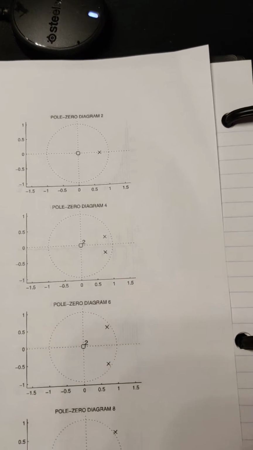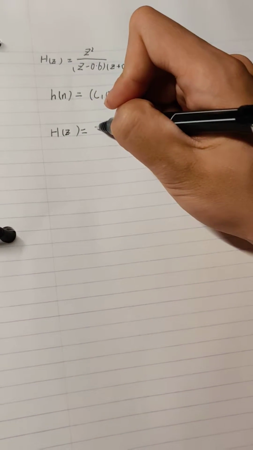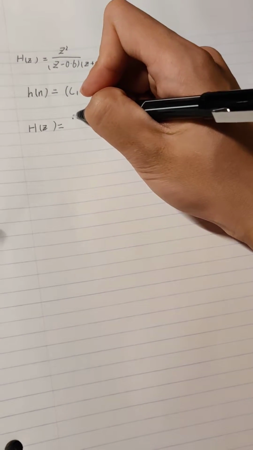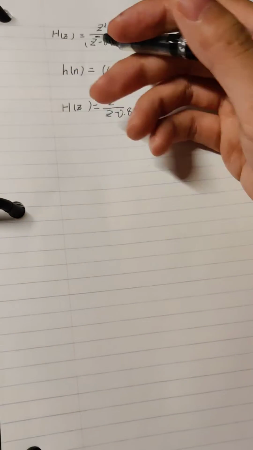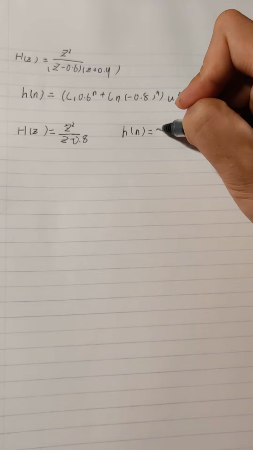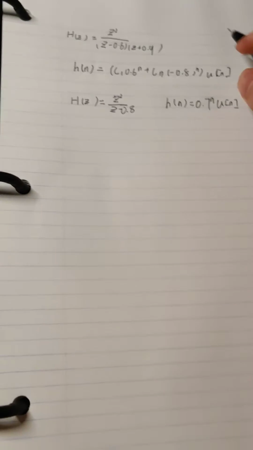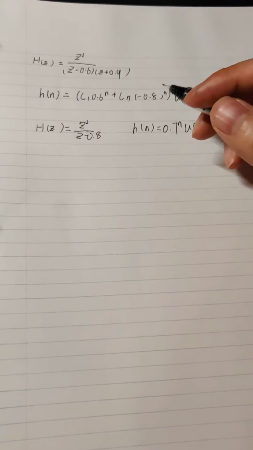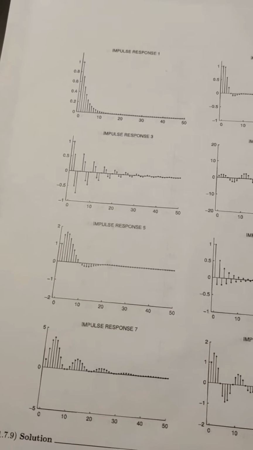Let's go to the second diagram. From this diagram we can write a transfer function like this, and we can calculate the impulse response. It is 0.7 to the power n multiplied by u[n]. And this diagram must be monotonically decaying. So only impulse response 1 matches this rule. So diagram 2 is matched with response 1.